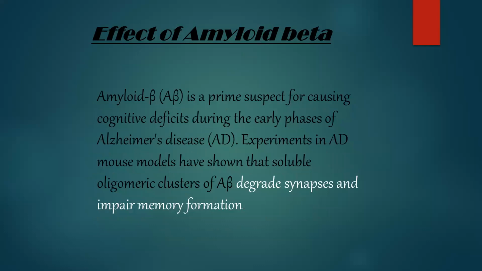Then, the effect of amyloid beta. Amyloid beta is a prime suspect for causing cognitive defects during the early phases of Alzheimer's disease. Experiments in AD mouse models have shown that soluble oligomeric clusters of Aβ degrade synapses and impair memory function. What is degrade synapses? Transport physically removes the neurotransmitter molecule from the synaptic cleft. Degradation breaks down the neurotransmitter molecule by enzyme activity. Neurotransmitters can be degraded by the enzymes in the synapse.